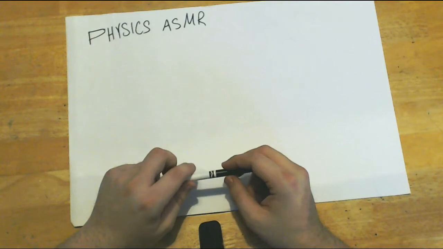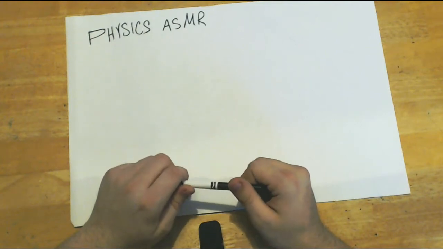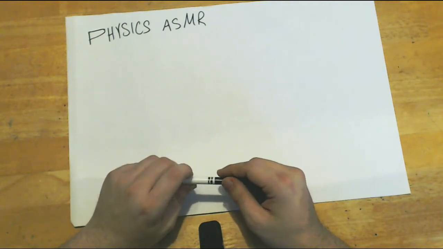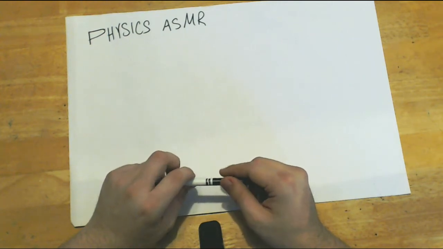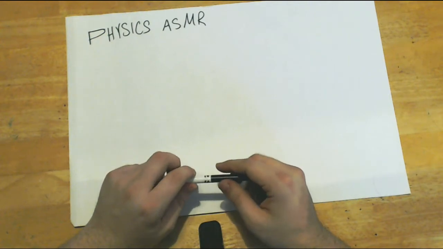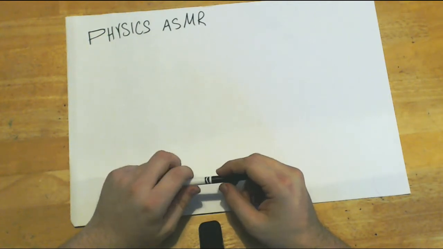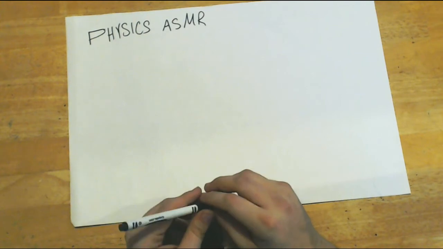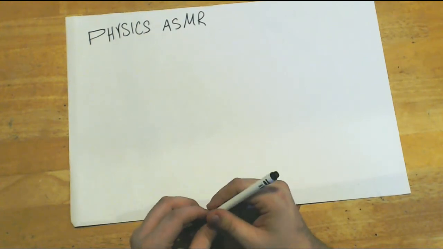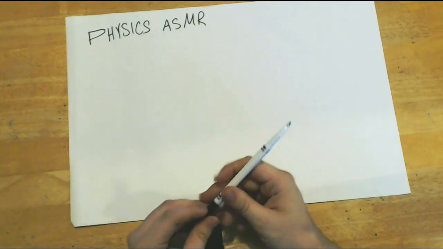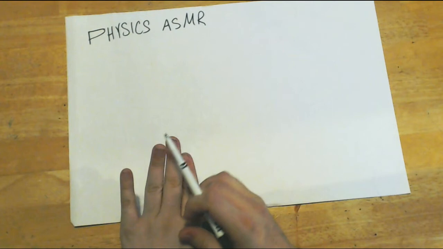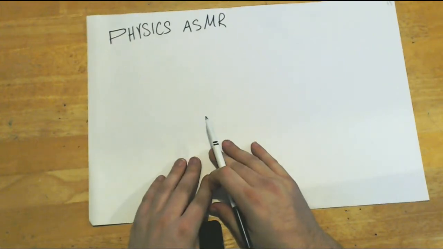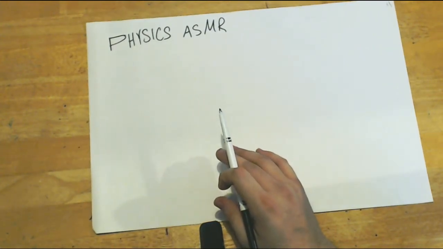How can we go about doing physics? How can we go about doing that? First things first, we need to set some ground rules. What does that mean? It means we need to decide a couple of things before we get started. We're going to set some standards.